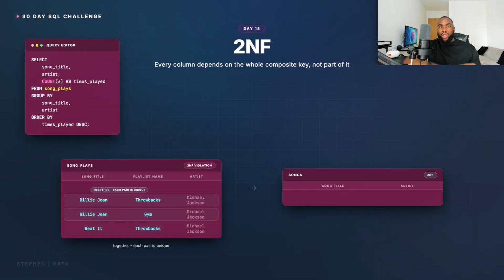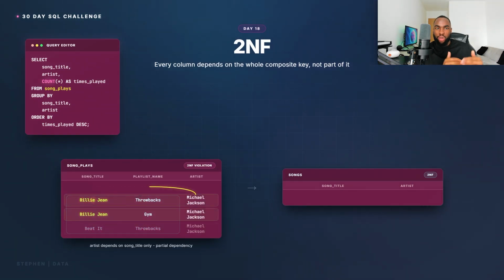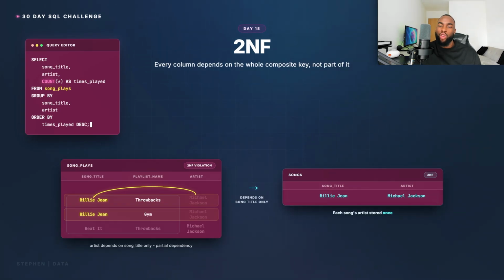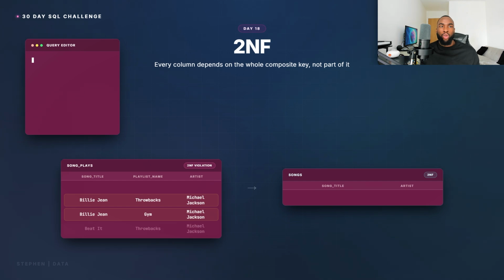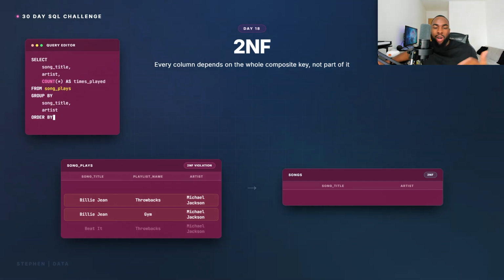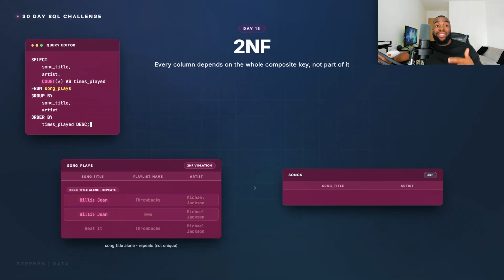Okay, the reason it can't be a song is because Billie Jean shows up twice. And it can't be the playlist by itself either, because one playlist can have many songs inside it once you've played it. So in that situation, you take both fields and make them the primary key: the song and the playlist.